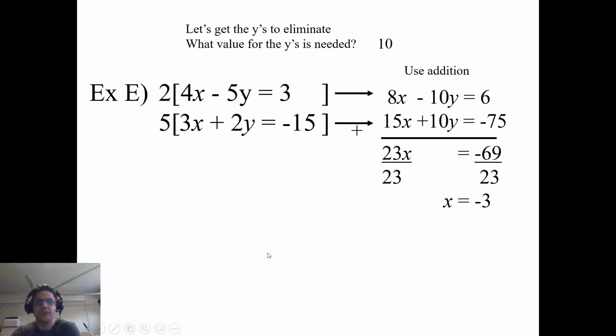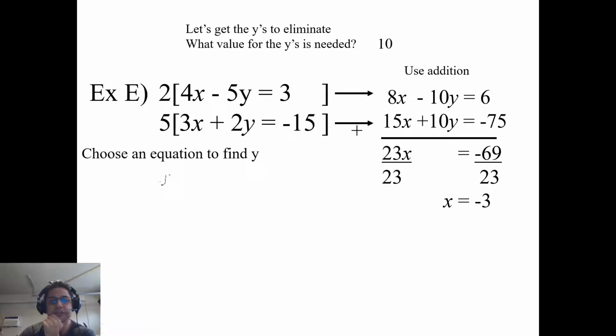Now we need to make our choice on which equation we want to use to find the y. So again, 4 and 3. Pretty similar. Negative 5 and 2. I might like that 2 because it's positive. 3 and negative 15. So it's kind of like opposite signs, opposite signs. Let's see. Let's choose. I like a positive y. I think that's a little easier. But it really doesn't matter, right?